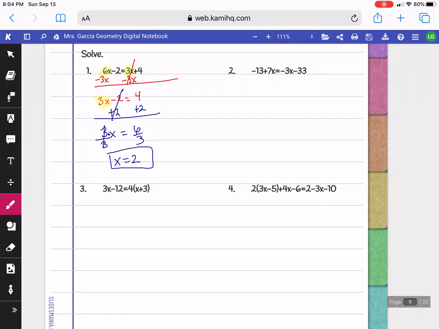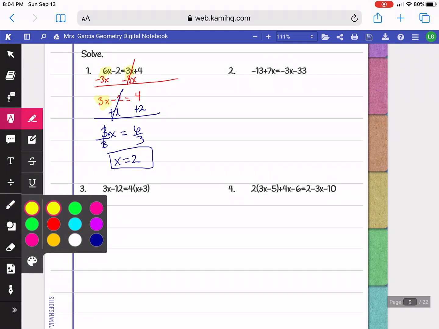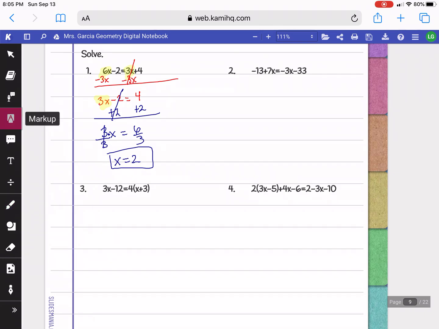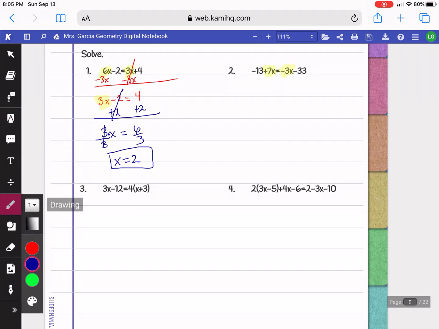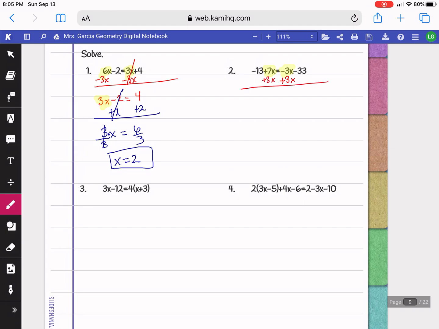If we look at example number 2 here, let's check if each side is simplified. On the left, negative 13 and 7x are not alike, so they can't be combined. On the right, negative 3x and 33 are not alike, so they can't be combined. But I do have a variable on each side. Again, I like to undo the smaller one, but it's up to you. So between 7 and negative 3, negative 3 is smaller. To undo negative 3, the opposite would be to do positive 3x. And what you do to one side, you do to the other when you're undoing.